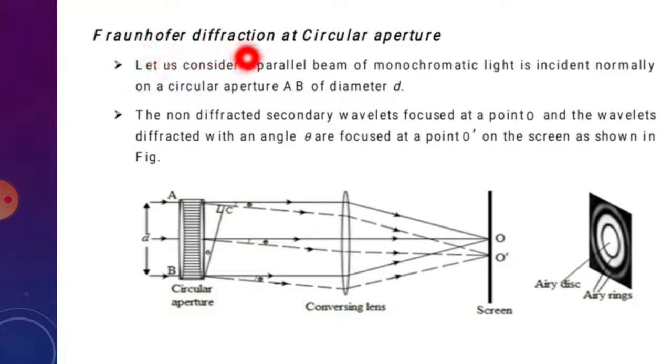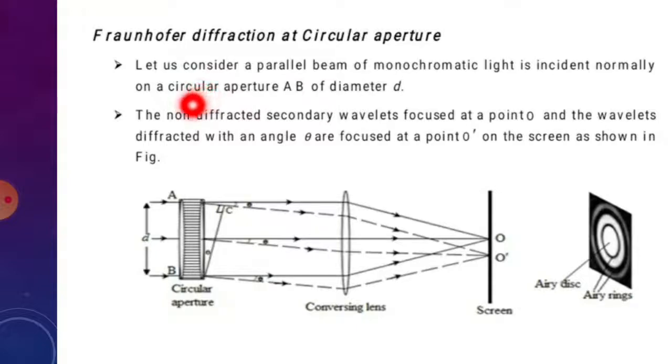Now let us see the Fraunhofer diffraction at circular aperture. The Fraunhofer diffraction at circular aperture has importance in the discussion of optical instruments such as telescope and microscope. In telescope and microscope, circular lenses are used as objectives and eyepieces. So, compulsorily we are discussing diffraction at circular aperture.